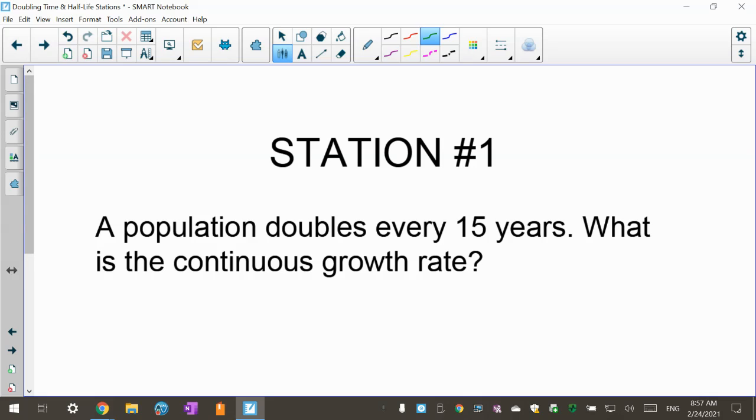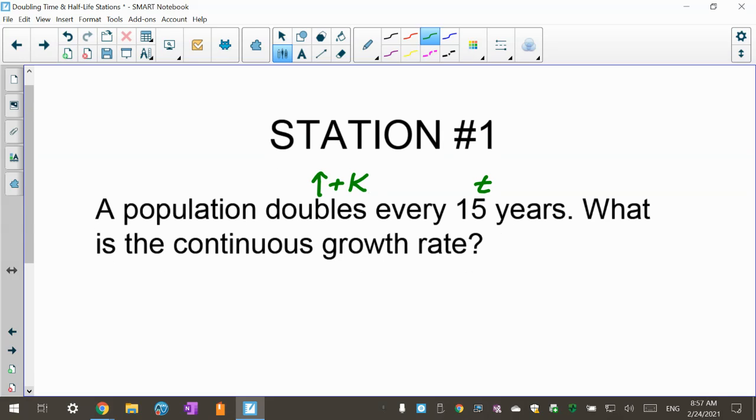It says a population doubles every 15 years. So if it's doubling, I know that it's increasing, so my k is going to be positive. And I know my time, it takes 15 years for a population to double. I don't know what I started with, but it doesn't matter. What is your continuous growth rate? So this is what we're going to do. You're going to do y equals ae to the kt, because you have to come up with your formula. And then we're basically trying to solve for the continuous growth rate. I don't know what k is. I just know it should be positive.